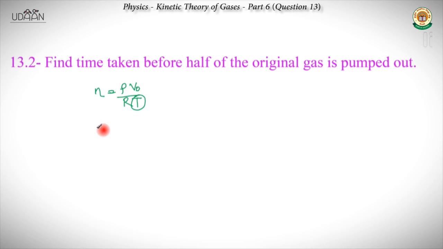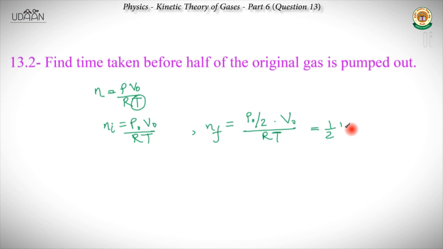Right. So n initial is our P naught V naught by RT, and the final n would be P naught by 2 whole into V naught by RT, because that will be equal to half of n initial. We directly did P naught by 2 because that is the only way in which the number of moles are varying here, and just by dividing it by 2 we also get half the number of moles.